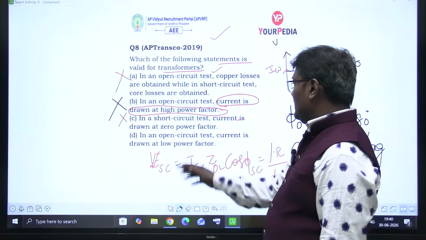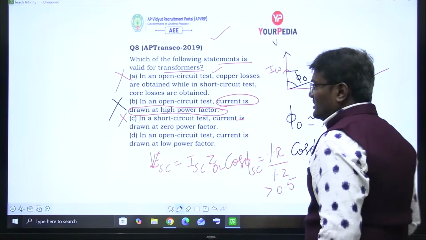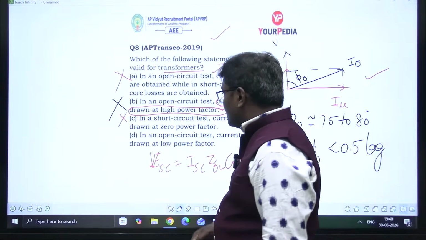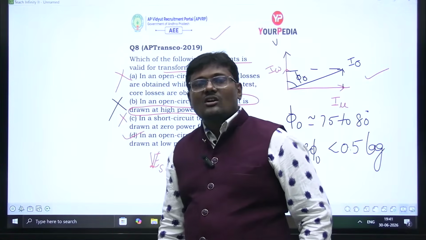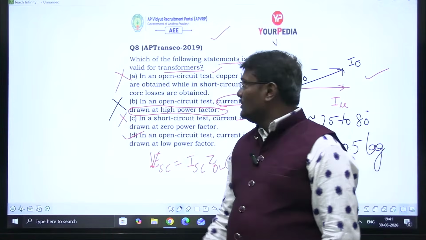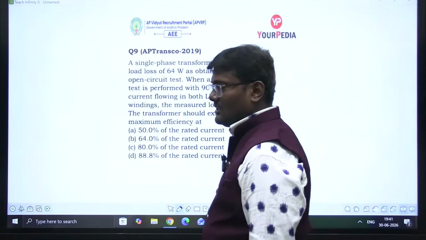In an open circuit test, current is drawn at lower power factor. Yes, with this explanation, you understood that in an open circuit test, current is drawn at low power factor. So the D is correct. The D is correct. Okay.